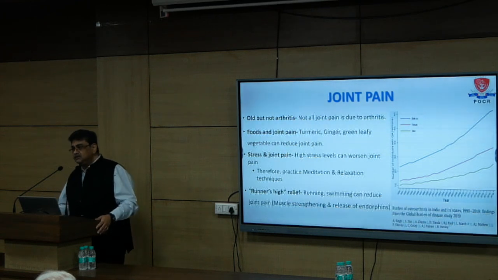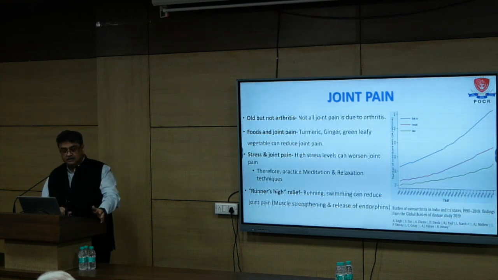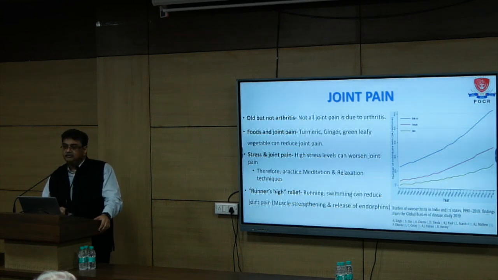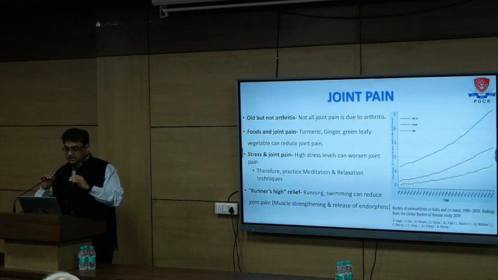And there are certain foods like turmeric, ginger, green leafy vegetables. They can help in arthritis. As we can see in the graph on the left side, over the last 3 decades, osteoarthritis has almost tripled in India. There is a role of stress and joint pain in this presentation of arthritis. And contrary to common belief that whenever there is pain in a joint you should take rest, there are many arthritis in which if you can strengthen the muscles, these pains can get better.